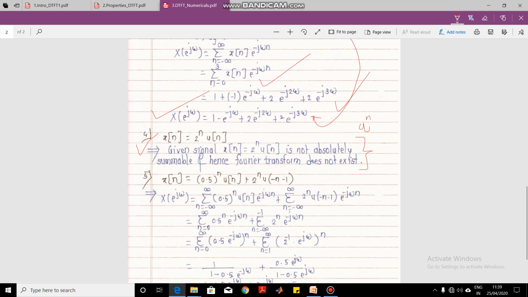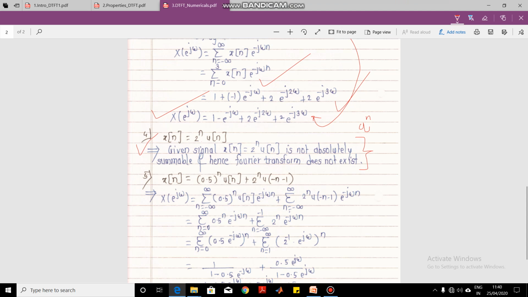But in this case, if it had been 2 raised to minus n, we would have got the result, because it would have been absolutely summable, since it is a decaying exponential. But here it is a growing exponential. If you take the summation of a growing exponential signal over infinity, you will get infinity. So this is the problem for DTFT: this is a signal but we cannot find its Fourier transform, we cannot find its frequency domain representation.